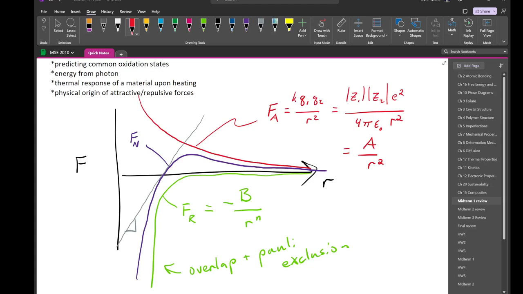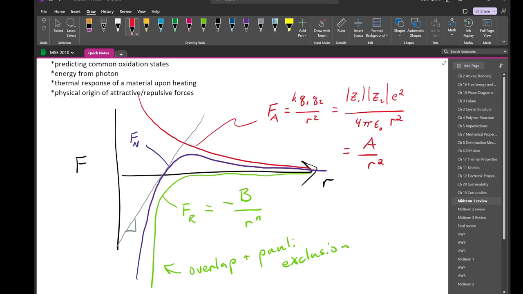Anyway, what's the negative 19 for E? E is 1.609 times 10 to the negative 19 coulombs. That's epsilon, your permittivity of free space, 8.85 times 10 to the negative 12 farads per meter.